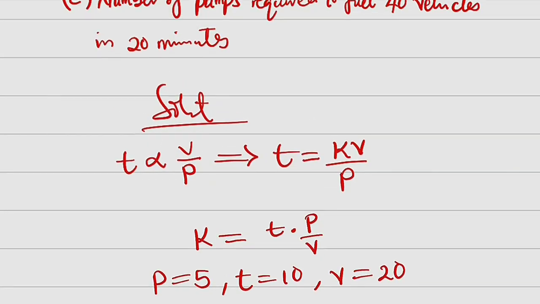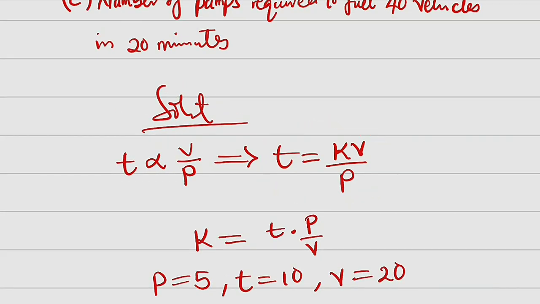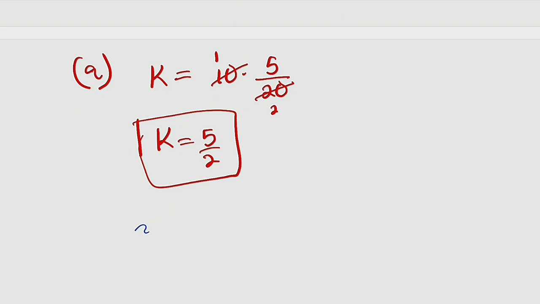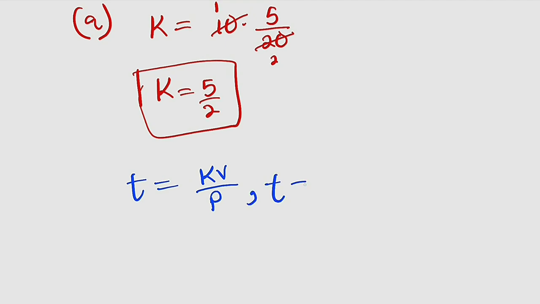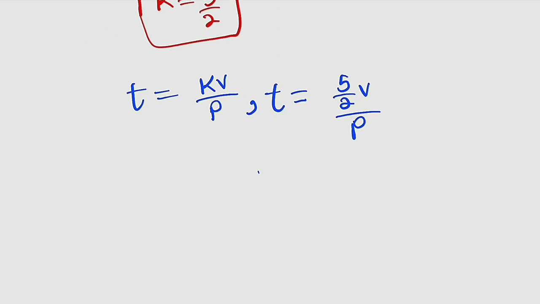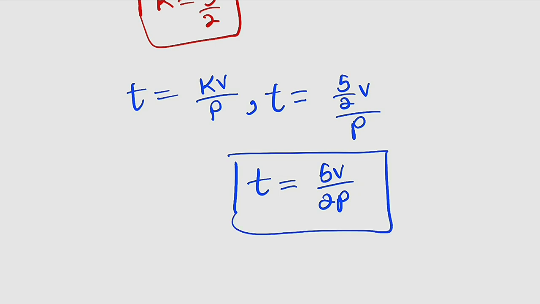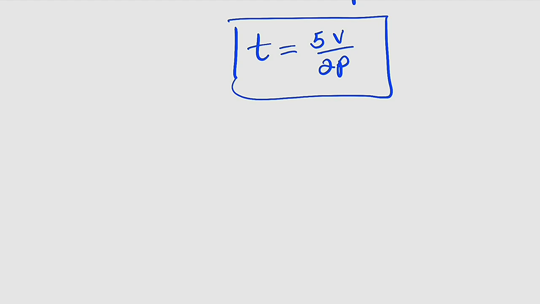So we need to plug it back here in order to find the relationship. So T is equal to KV over P, which means that T is equal to K, which is 5 divided by 2, times V divided by P, and you can drop 2 down, right? So finally we have our T to be equal to 5V divided by 2P. This is the relationship between T, V, and P. So we are done with A part.